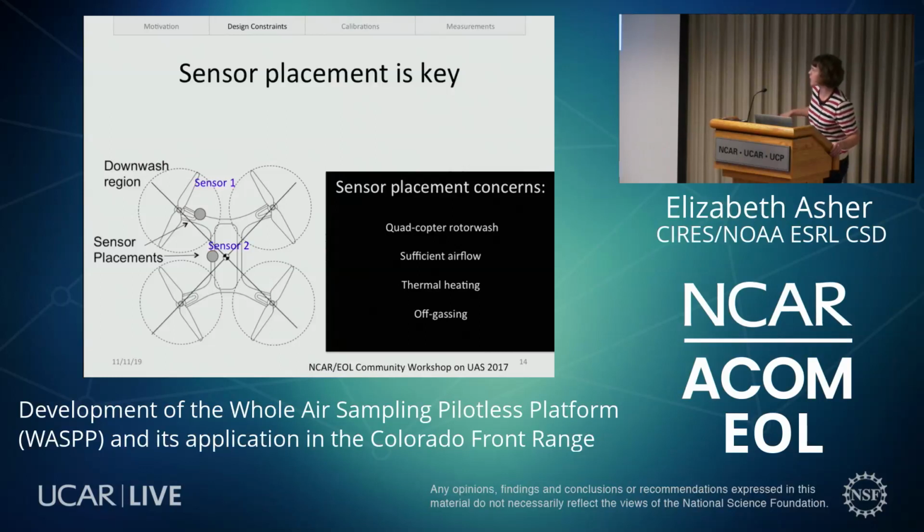So as I mentioned a moment ago, sensor placement is key. There are a number of places that you can put a sensor: on top of a UAS, beneath a UAS, next to a rotor, or out on a boom. And there are a number of concerns that go along with this depending on the sensor. One I'll talk a lot about is quadcopter rotor wash. Depending on your sensor, having sufficient airflow may be a concern. Thermal heating may be a concern, especially if you've got a sensor located on top of a UAS, or off-gassing, depending on the construction material of your platform.